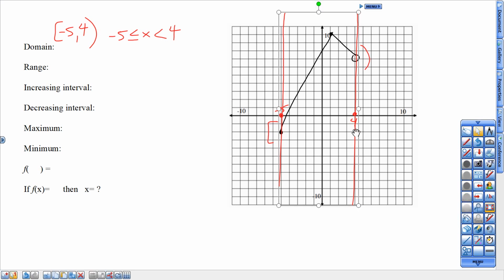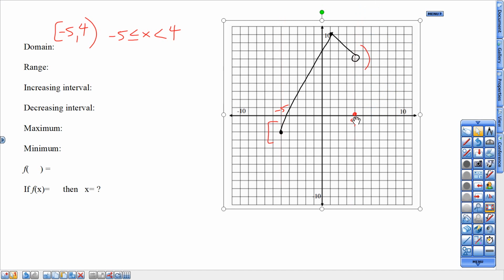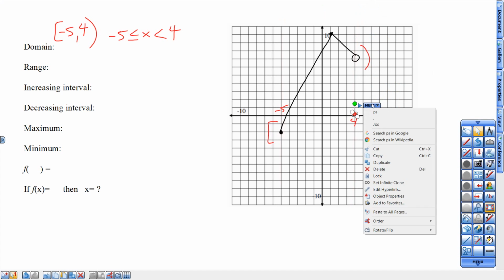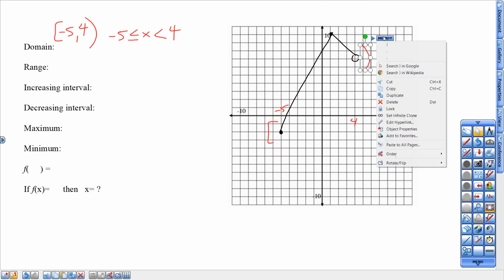For my range, going bottom to top, let's clear this out. Thanks for your patience.